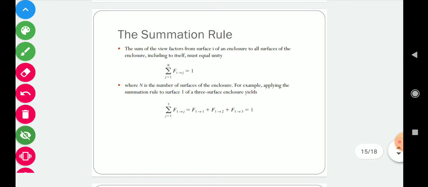The second rule is the summation rule. The sum of view factors from surface i of an enclosure to all surfaces of the enclosure, including to itself, must equal 1. So the summation of all view factors will be equal to 1, where n is the number of surfaces of the enclosure. For example, applying the summation rule to surface 1 of a 3 surface enclosure yields the sum equal to 1. So if we have 3 surfaces, energy is striking from surface 1 to 1, 1 to 2, 1 to 3, and this will be equal to 1. Summation of all view factors equals 1.